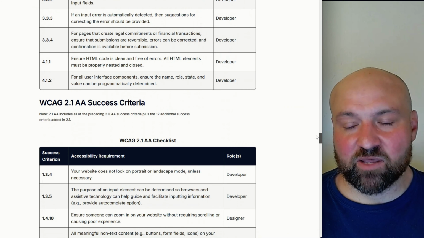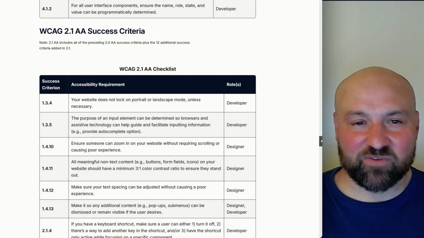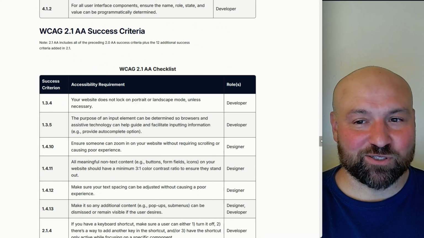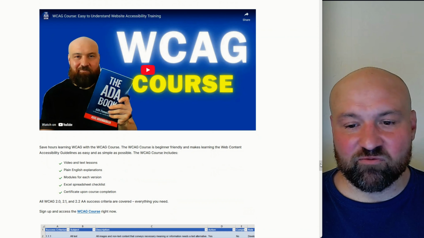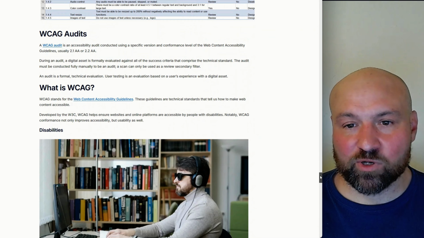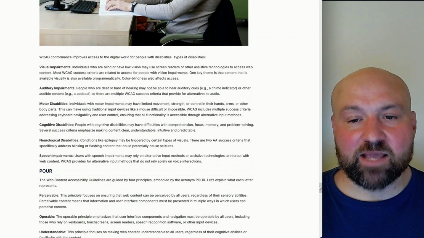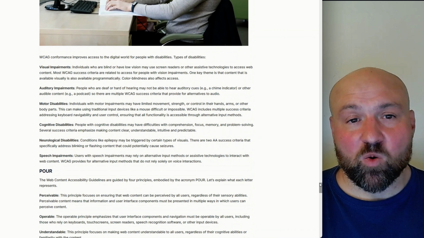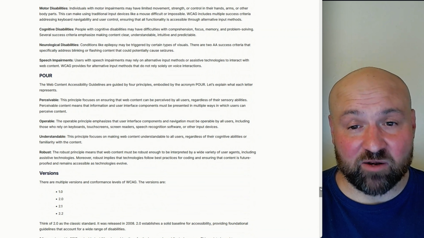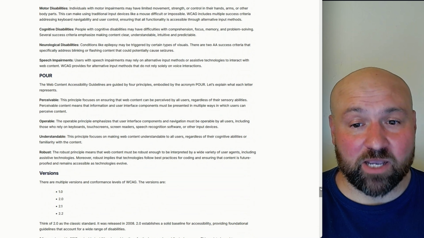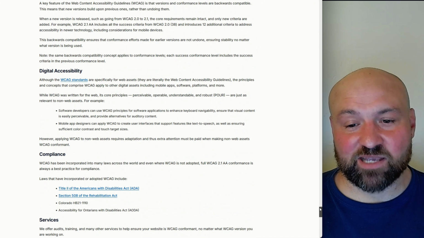And then here we have another checklist where we are separating out all of the success criteria into different tables. So we have a table for 2.0 AA. That's where you'd start. Then you'd progress to 2.1. And then we have 2.2. And then we have a video preview of my WCAG course where I explain more about the course. And then here's some more background on the Web Content Accessibility Guidelines and the different disabilities that we are considering with these technical standards. And then we get into the principles. So we have the perceivable, operable, and robust, and what each mean. And then we get into more of an explanation on the versions and conformance levels.